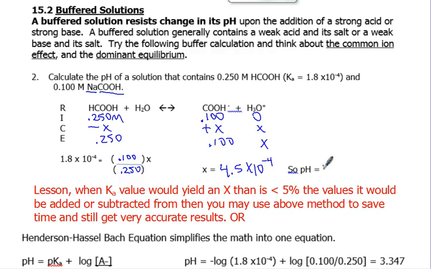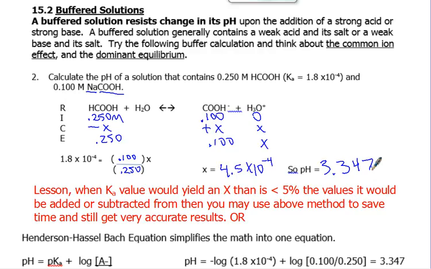So the pH was pretty good. You got me. The pH is 3.347. That seems like a lot of work just to find a pH, doesn't it? So there's an equation we're going to use. It's on the equation sheet. It's called the Henderson-Hasselbalch equation. And it simplifies our math, which we always love when an equation simplifies our math.